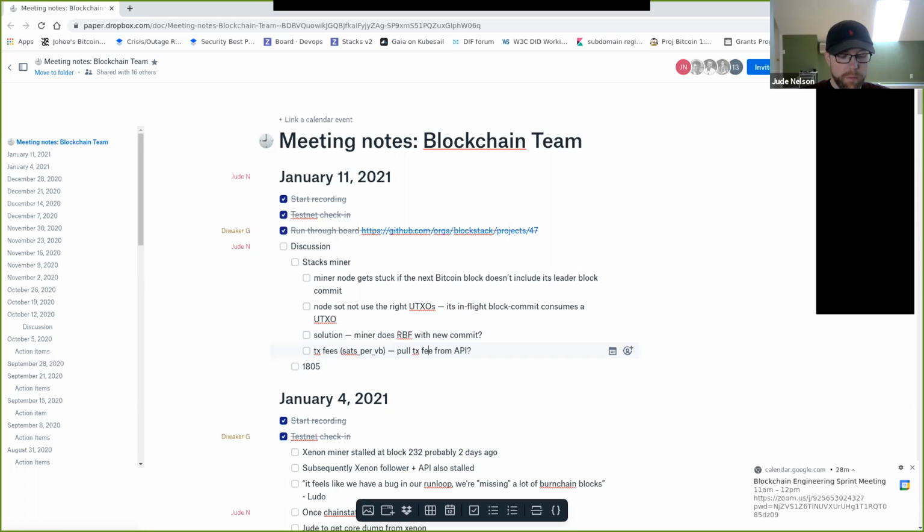Okay, so just trying to summarize here, the problem is that our leader block commits and our leader key registers are getting delayed just because we have bad or absent fee estimation in the Stacks miner code. Yeah, correct. On mainnet, on testnet, that's been fine. I mean, on testnet it's way more lenient, but on mainnet. Oh yeah, on testnet you see transactions with one Satoshi per byte. Our average is about 15 or 16.